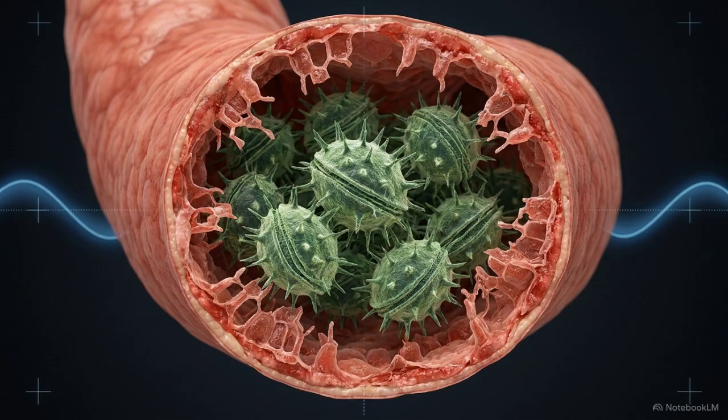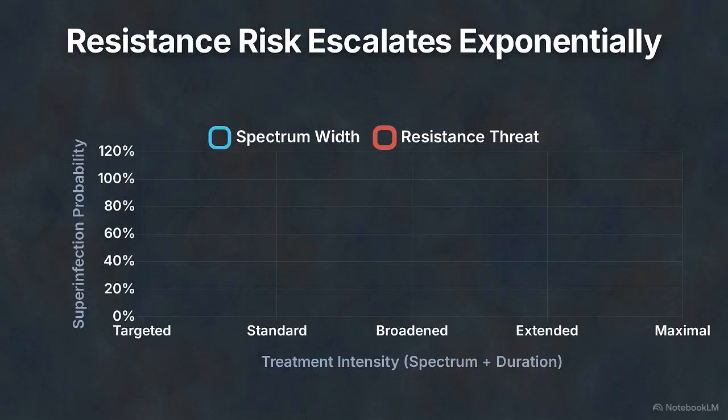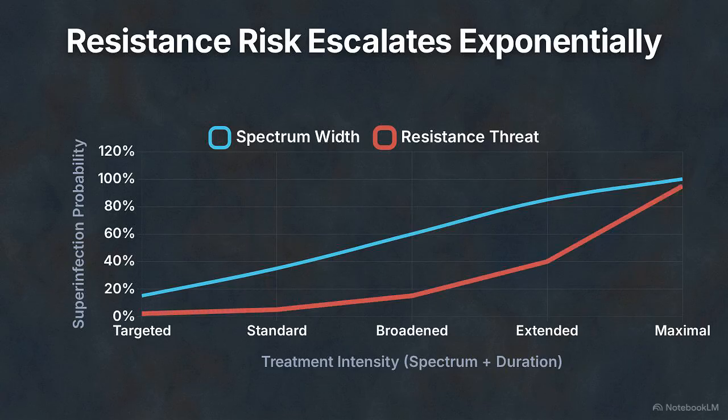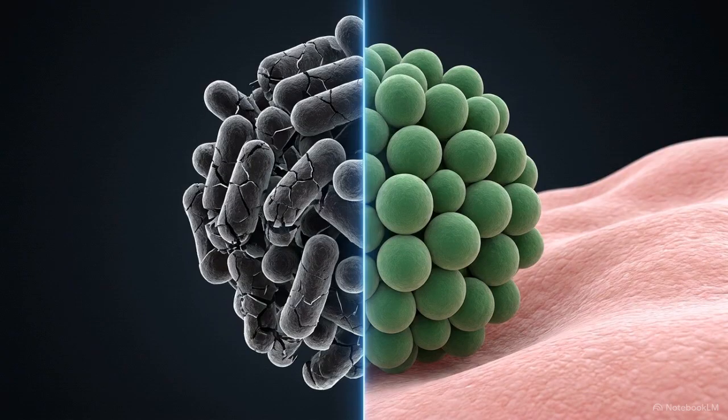The quintessential clinical example of this failure is the eradication of normal gut flora, which paves the way for the deadly overgrowth of Clostridioides difficile. The broader the antibiotic spectrum and the longer the duration, the higher the mathematical certainty of spawning a deadlier, resistant secondary threat. Clinicians are forced to walk a very fine line. They must aggressively eradicate the invading pathogen while simultaneously protecting the host's fragile microecology.